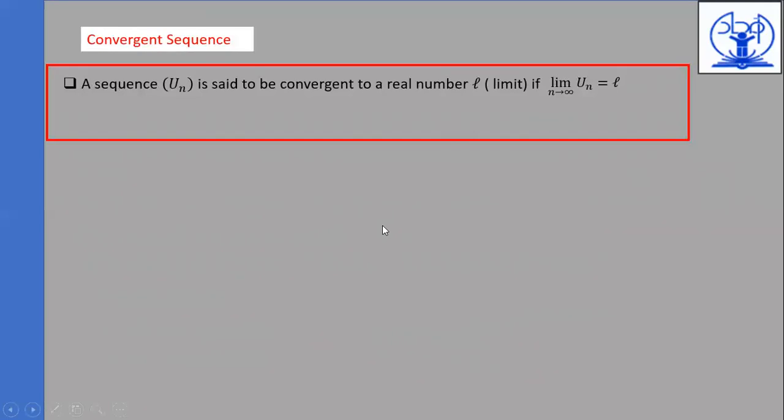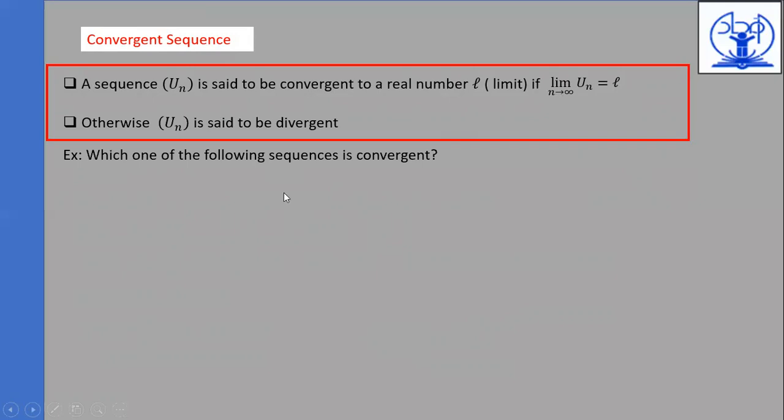But the question is how we find the limit of a sequence. If the sequence is explicit, we simply find the limit as if we are finding the limit of a real function. If this limit does not exist, if it's infinity or does not exist or whatever, we say that the sequence is divergent. Which of the following sequences is convergent? First sequence, second sequence, third sequence.